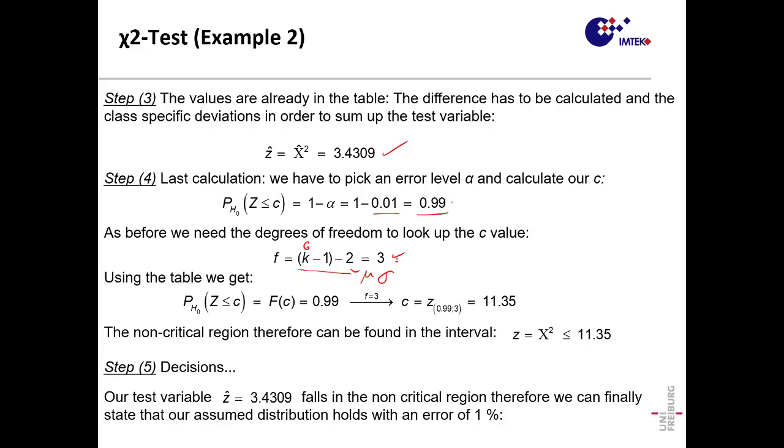So with 99 and 3, you go to your table of the chi-square, and you find your critical value, which is, just to refresh you, the critical value, in this case at 0.01. To the right, you reject the null hypothesis. To the left, you accept the null hypothesis. 11.35 is larger than our chi-square, so we are again in the null hypothesis, so we cannot say that the distribution that we have is different from a normal distribution, or at least we don't have the evidence to say that.